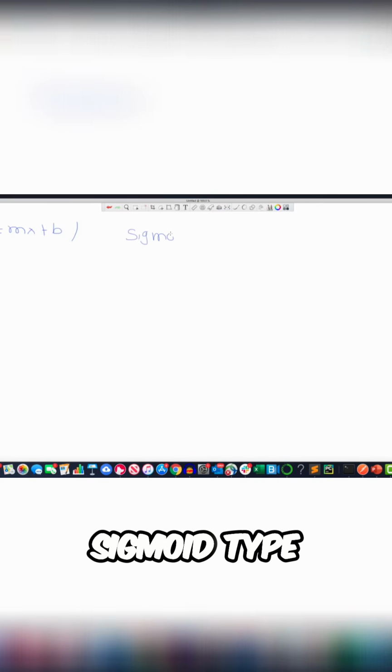So far what you have seen is y is equal to mx plus b, and we pass it through the activation function to get the actual output, right? The activation function is generally sigmoid type. So this is, let's say, f of z.